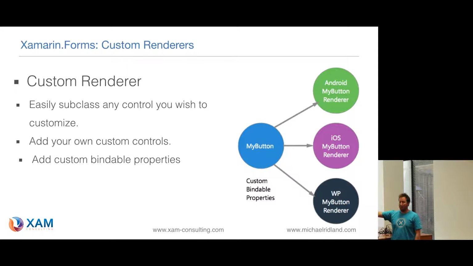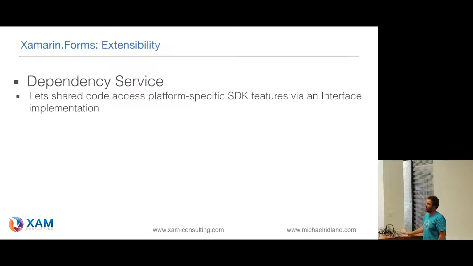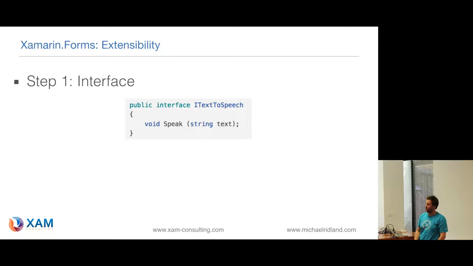If you inherit from one of the built-in controls, then you can just have a button renderer for iOS, and you don't have to have the Android ones. The Android will just use the default renderer. So this is for when you need to have the native code, and you want to take Xamarin Forms further than what's built in. So there's a dependency service. You can see here, text-to-speech, it's a native API. Xamarin Forms doesn't have any built-in functionality for text-to-speech.